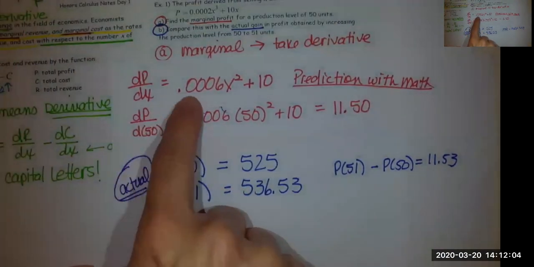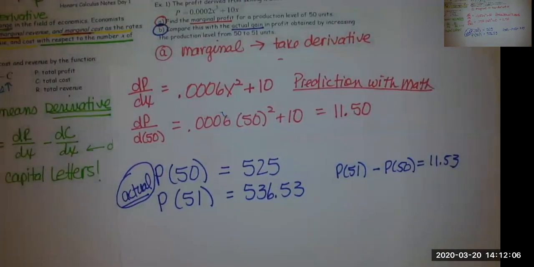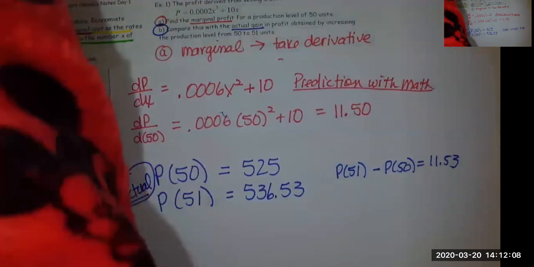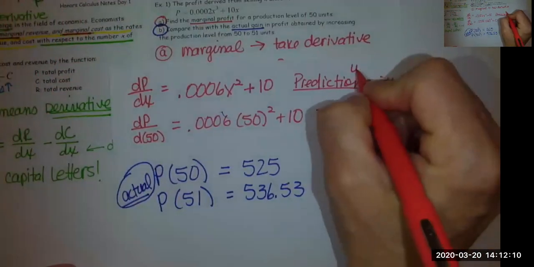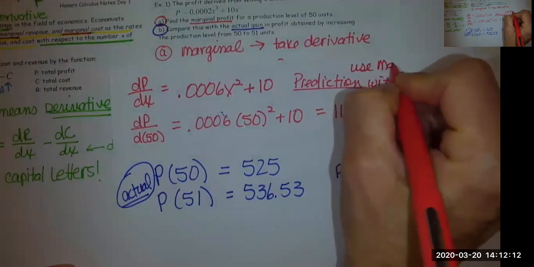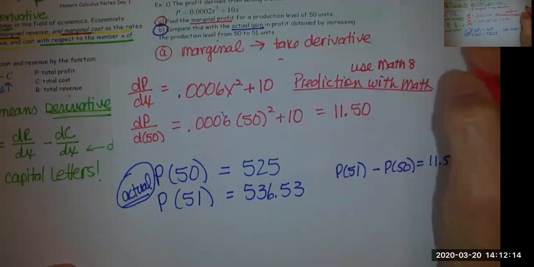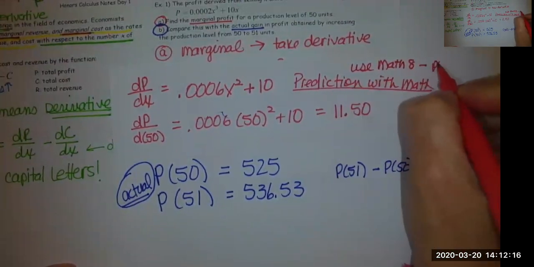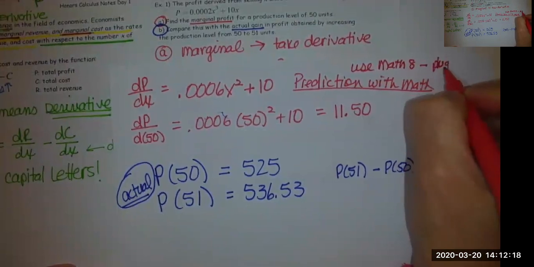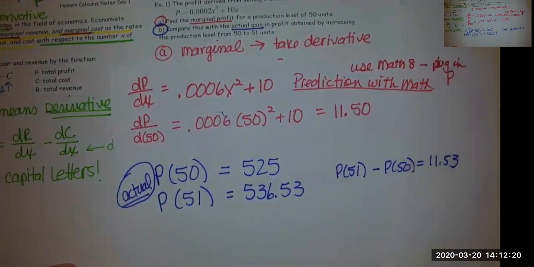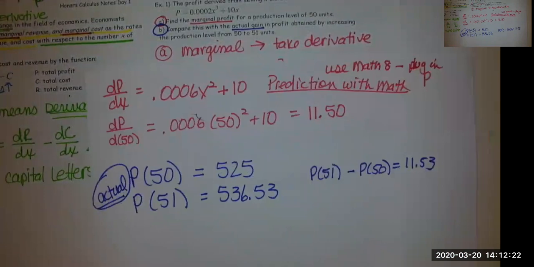Again, do you actually have to take the derivative here? You do not. You can go to your calculator and you can use Math 8, but then you're going to plug in P, not dP. Keep that in mind. You do not plug dP into a derivative or you're taking the derivative twice, okay?